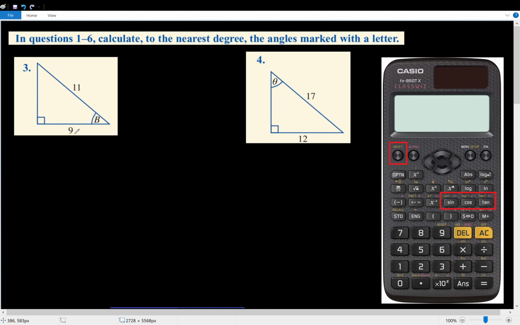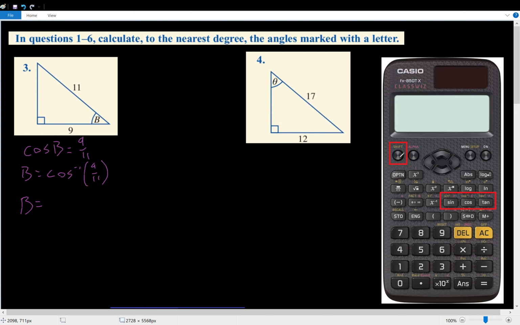We've been given the adjacent side to the angle and the hypotenuse, and the ratio that uses adjacent and hypotenuse is cos. So the cos of B is equal to adjacent over hypotenuse, which is 9 over 11. And from there, that means that B is equal to cos inverse of 9 over 11. For that we're going to have to go to our calculator.